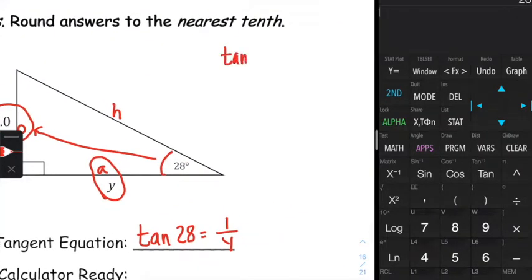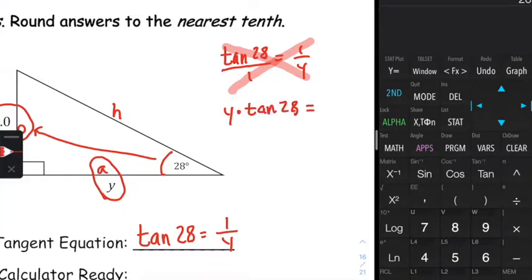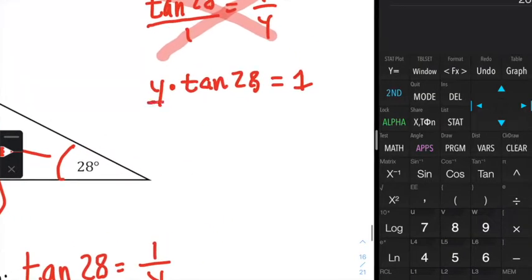Then we'll go ahead and write that. Now, like before, I want you to write that over 1, and then we need to cross multiply and divide. This will be y times tangent of 28 equals 1 times 1, which is 1. And then this one's a little different because I can't really type the y into the calculator. So what we'll do is divide both sides by tangent of 28.